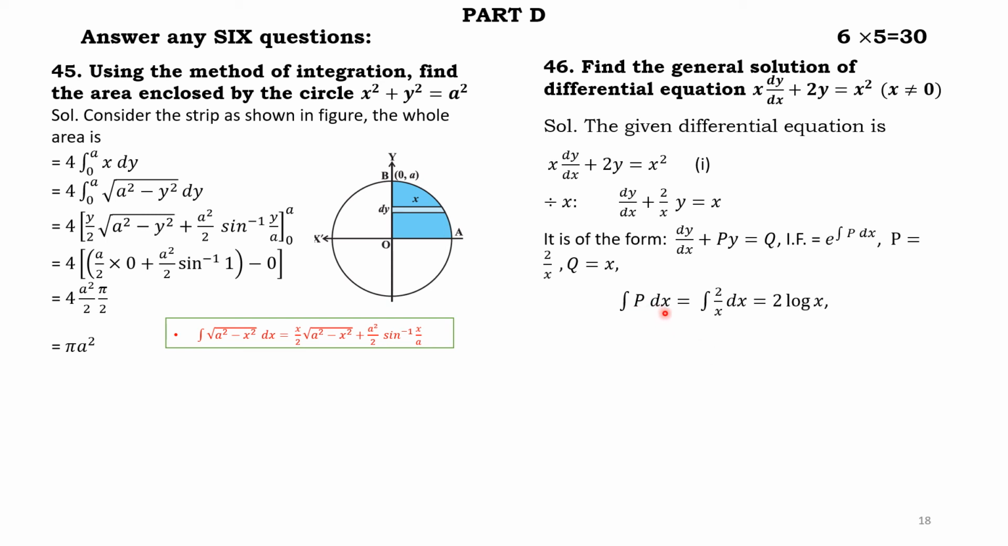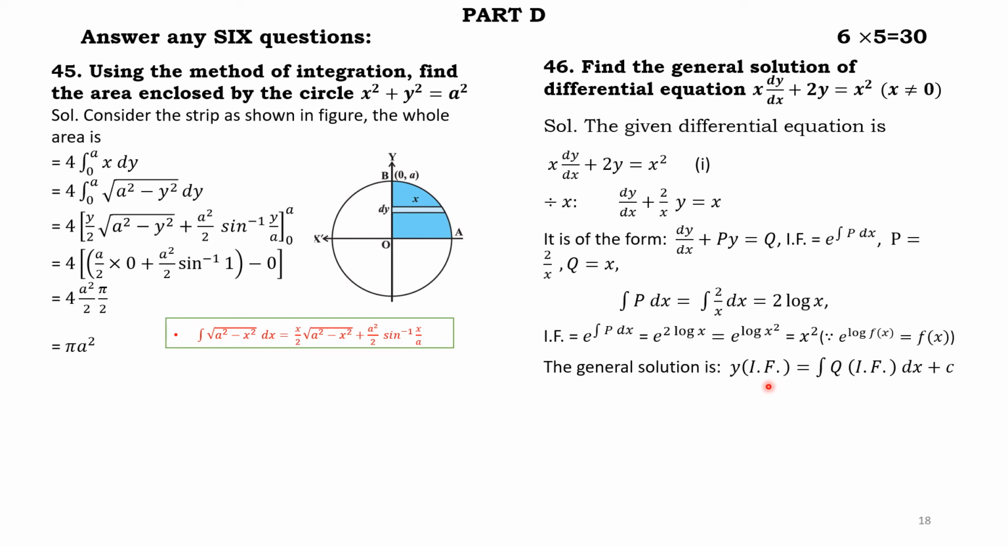Therefore, integral p dx is equal to integral 2 by x into dx, that is equal to 2 log x. Therefore, the integrating factor is e to the power of integral p dx, which is e to the power of 2 log x, that is e to the power of log x square, that is x square, because e to the power of log of f(x) is equal to f(x) itself.